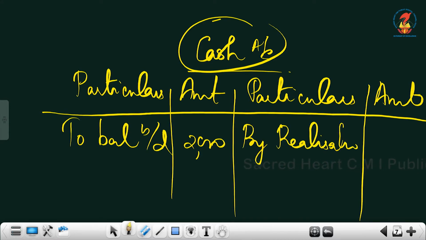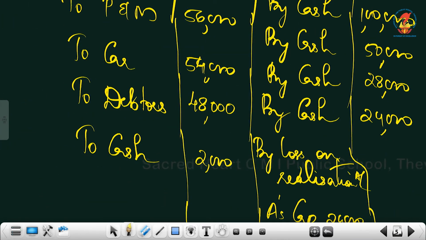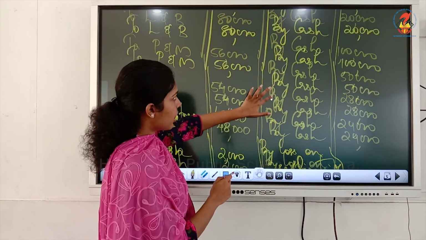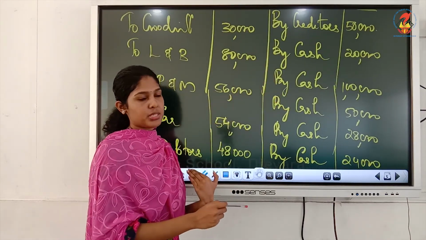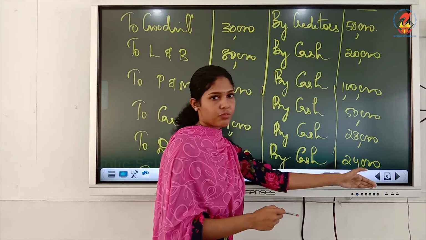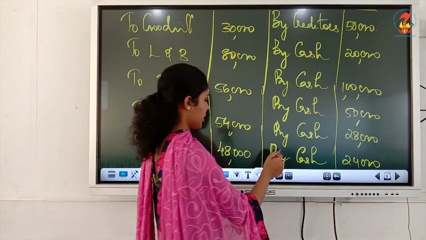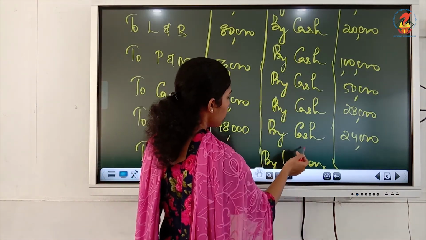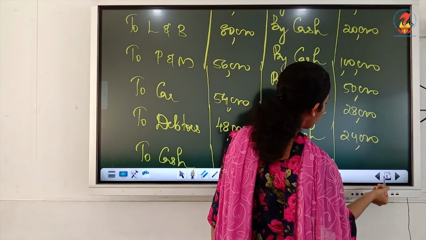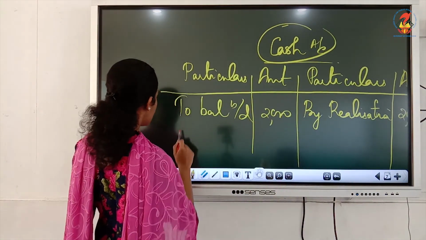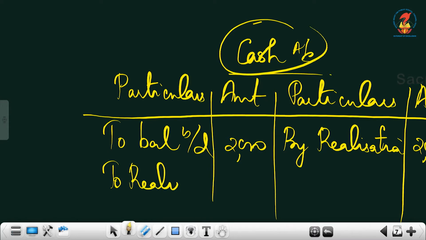Likewise, you have to take each and every item. Then, just see the credit side. You have written by cash, so many items are there. All these should come to the opposite side. If you want, you can add all these figures and write it as a single figure, or else take and write separately. So now, all these you can write to the opposite side of cash account. This will be written as to realization.